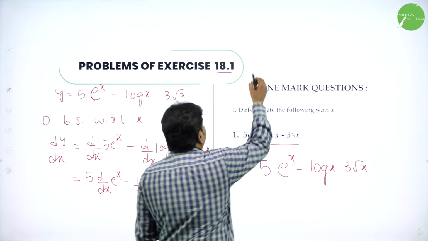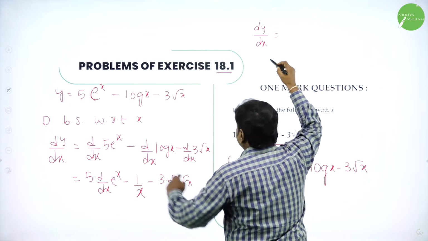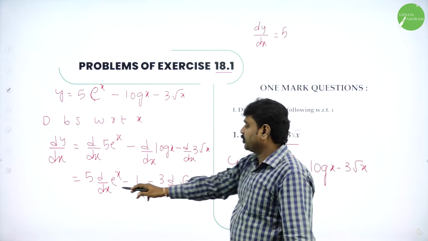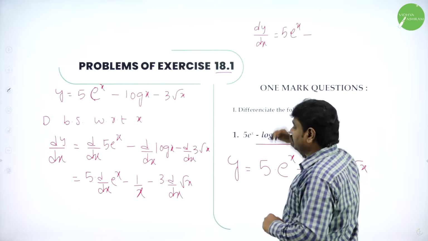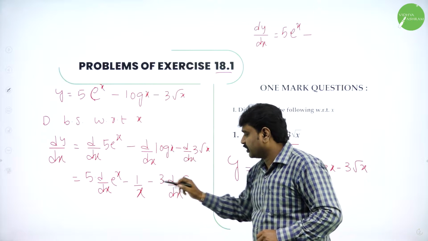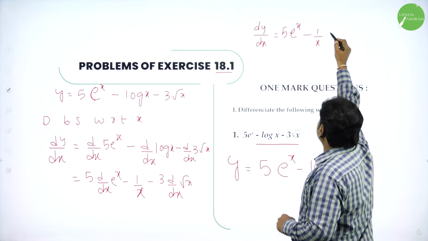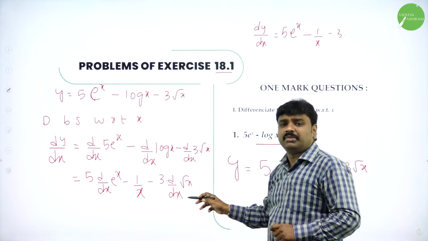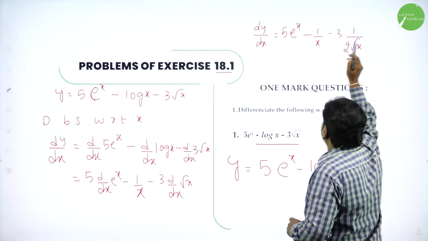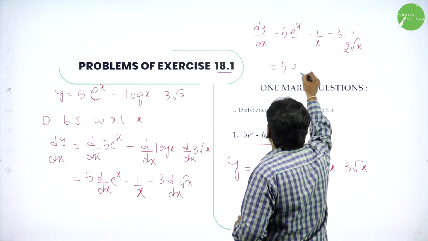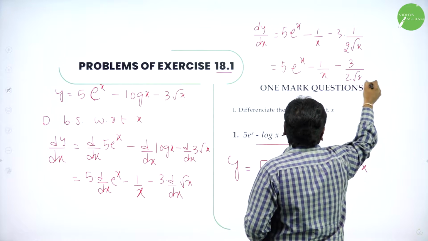You will get dy by dx is equal to 5 into, what is d by dx of e power x? D by dx of e power x is e power x. So 5 e power x minus, already we have done d by dx of log x, we got 1 by x, write it as it is, minus 3 we have taken out and we have d by dx of root x. What is d by dx of root x? 1 by 2 root x. So this is the final answer, that is 5 times e power x minus 1 by x minus 3 by 2 root x. This is dy by dx.